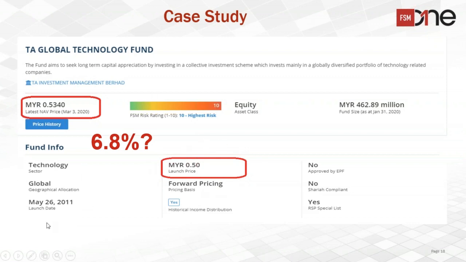So based on the information available here, does it mean that the fund only makes 6.8%, with the 0.534 now and the launch price of 50 cents? Is that possible, since started 9 years, just make 6.8%? No, right? So let us go to the next slide to see what is the fund return.